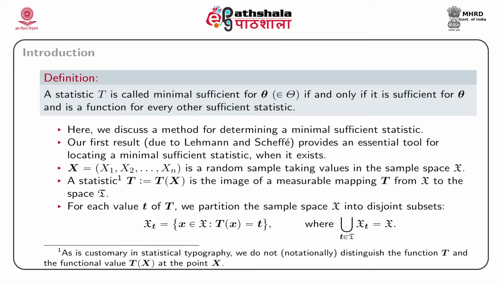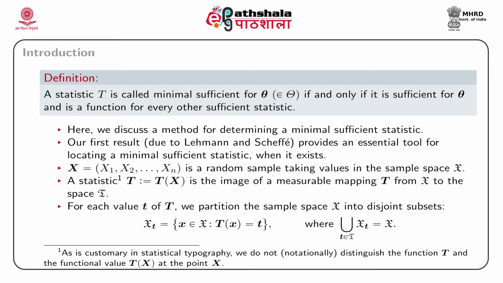Consider a statistic T, that is, T is a mapping from script X to some space script T, say. Then for each small t belonging to script T, we define a set script X_t equals the set of all x such that x belongs to script X with T(x) equals t, which are disjoint subsets of script X, and also the union of such script X_t is equal to script X.